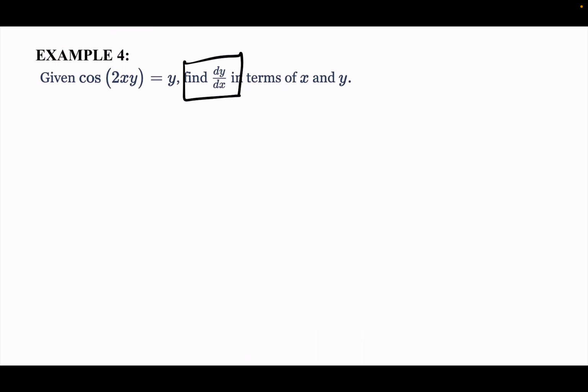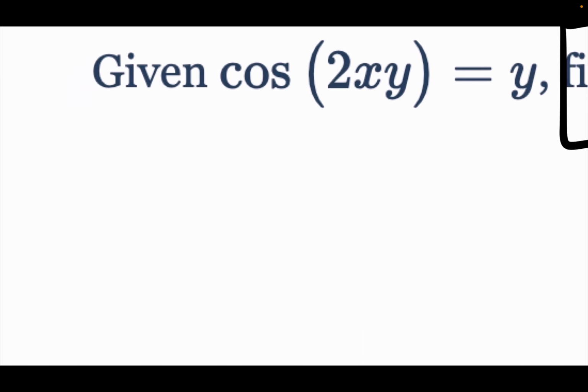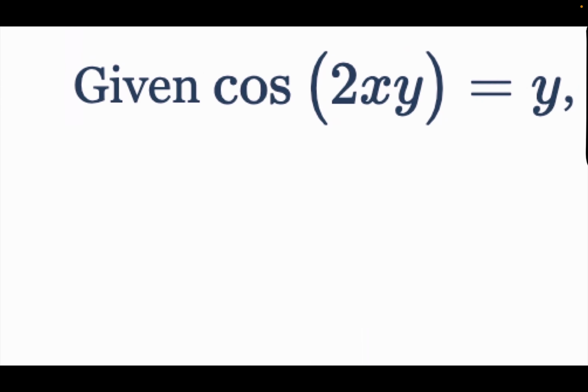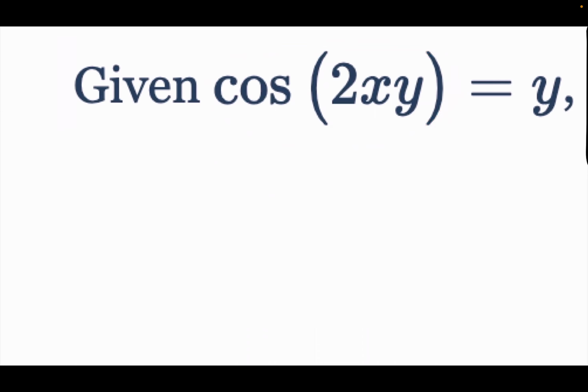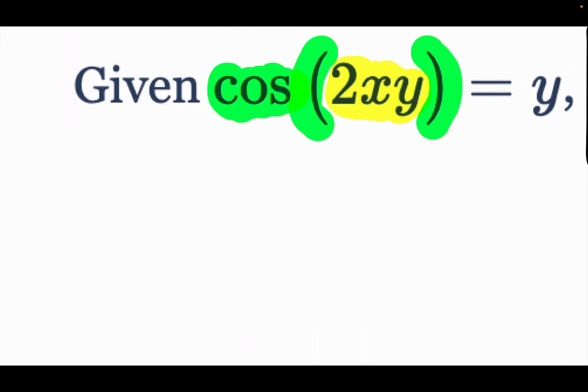So we have this guy here, cosine of 2xy. How did we do that? Chain rule. So we're going to use the chain rule to find the derivative of this. When we do chain rule, remember you do the outside. The outside is cosine of something, and then the derivative of the inside is that. So we're going to use the chain rule for that.